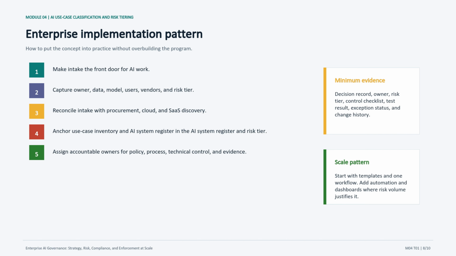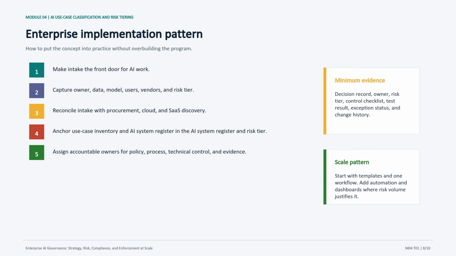I would ask learners to identify which step is policy work, which is process work, which is technical control work, and which creates audit evidence. The minimum evidence box is deliberately concrete: a decision record, owner, risk tier, control checklist, test result, exception status, and change history are the kinds of artifacts that make governance defensible.